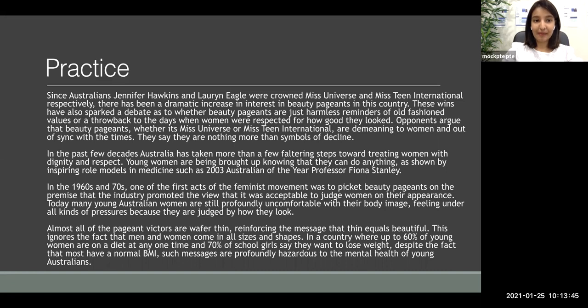So sentences starting with pronouns will not be standalone statements. For example, if you read the first paragraph here, "Since Australians Jennifer Hawkins and Lauren Eagle were crowned Miss Universe and Miss Teen International respectively, there has been a dramatic increase in interesting beauty pageants in this country." This sentence makes complete sense. Okay, but if you read the next sentence, "These wins have also sparked a debate." That is not complete. That is not independent because they're saying these wins. If you say these wins in your answer, we'll have a question: which wins are you talking about? It is referring to the previous sentence.